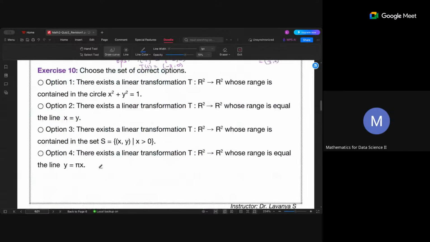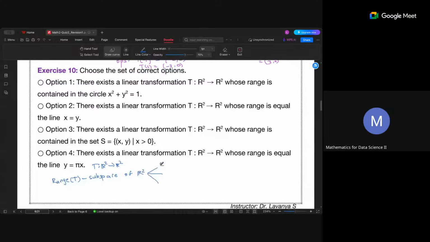Okay, before answering this question, let me just ask you two things. What do you know about the range of a linear transformation? It is a subspace of the codomain. So it is T from R2 to R2. So specifically, it is a subspace of R2. What are all the possible subspaces of R2? A point, a straight line, or the entire plane. Okay, so these are the possible cases.